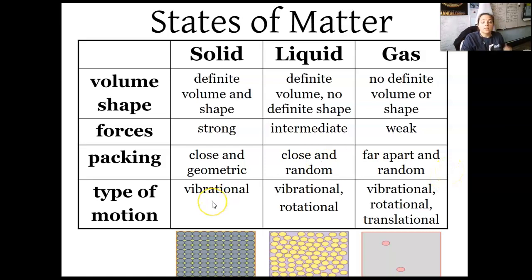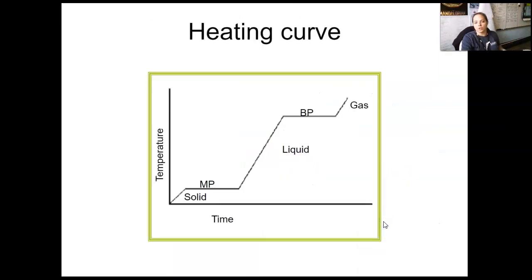Type of motion they have. So solids, because they're so close together, all they can do is vibrate. That's all they can do. Now, because liquids have some movement, they're a little bit farther apart, they have vibration and rotation. So they can spin and vibrate at the same time. Gas, they spin, they vibrate, and they bounce off the walls. That's what translational means. So they spin, they vibrate, and they bounce off the walls and each other.